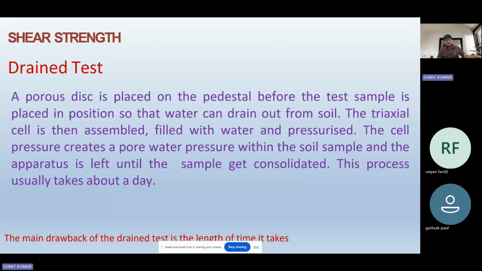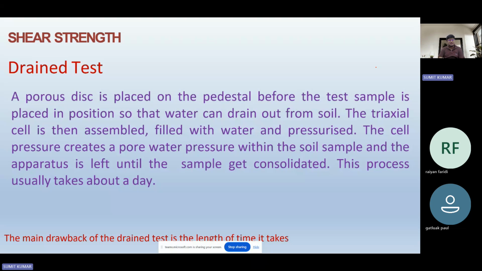Okay, now some drawbacks are also there. The main drawback of this drained test is the length of time it takes. Basically, if drainage is allowed, the time taken during the entire test comes out to be large as compared to the undrained test. Because, as you have seen, the undrained test is performed within 15 minutes, but over here the samples will be left for the entire day, at least an entire day. So that is the main drawback while performing the drained test.